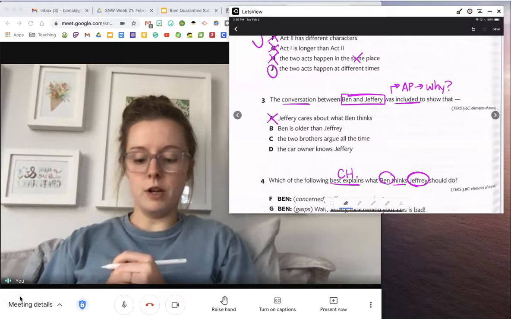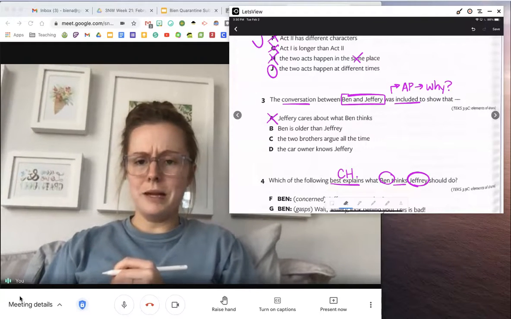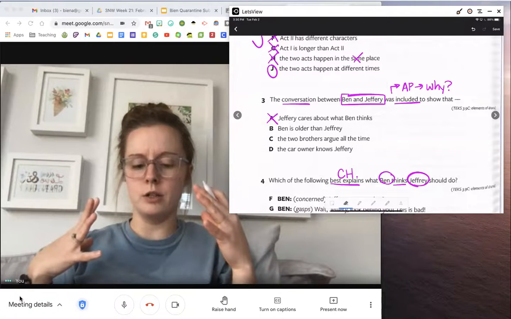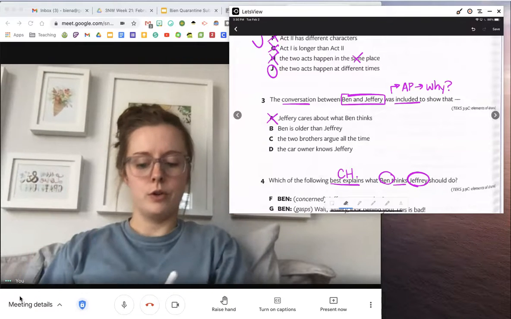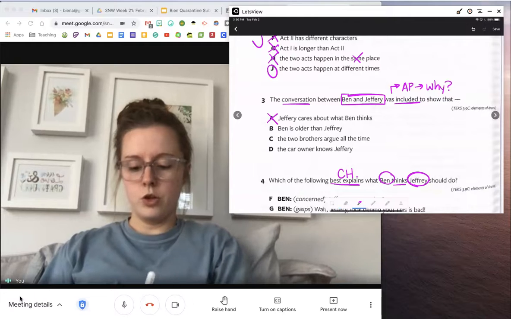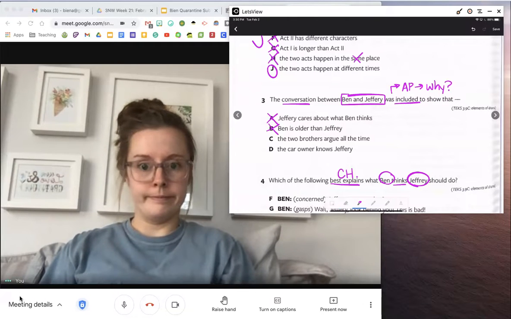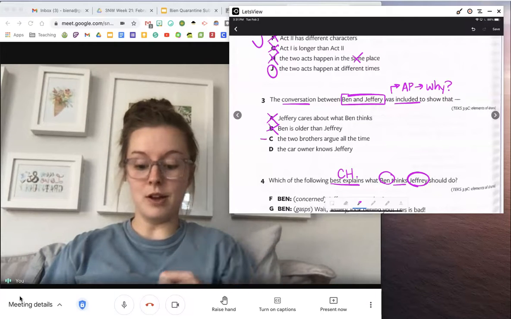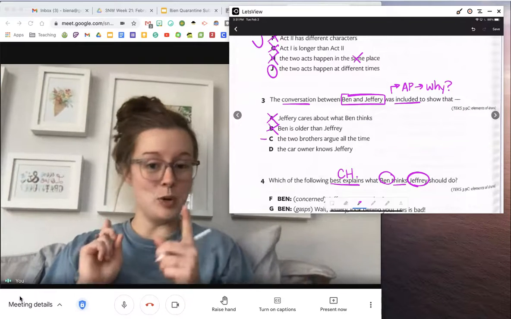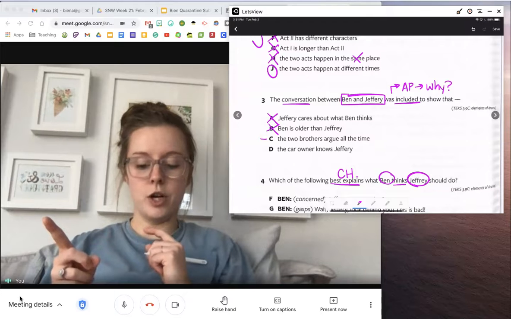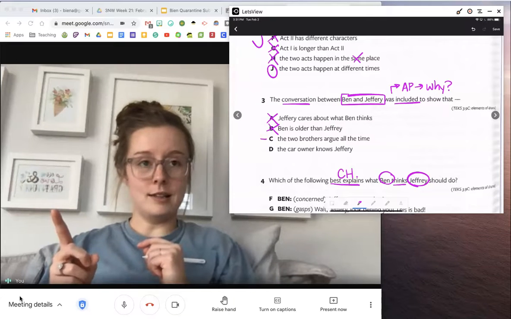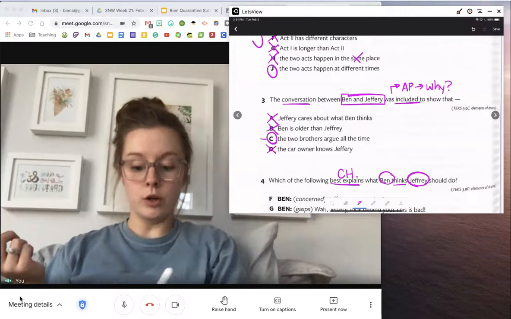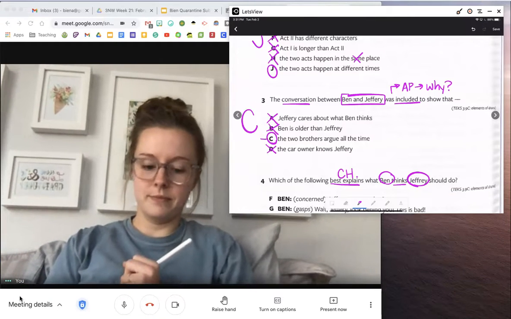Ben is older than Jeffrey? Well, I mean, he said that at one point, but was that the whole reason why there was a conversation? Just to show you that Ben was older? No. The two brothers argue all the time? I'm going to say maybe, because that was not the most pleasant conversation ever, and they definitely disagreed the entire time. The car owner knows Jeffrey. It didn't sound like it. He didn't say like, "Oh, Mr. Johnson's car." He said, "Are you not going to go tell the car owner?" So I don't think that they knew him.